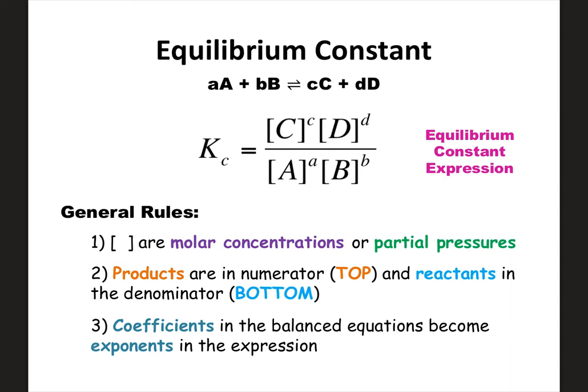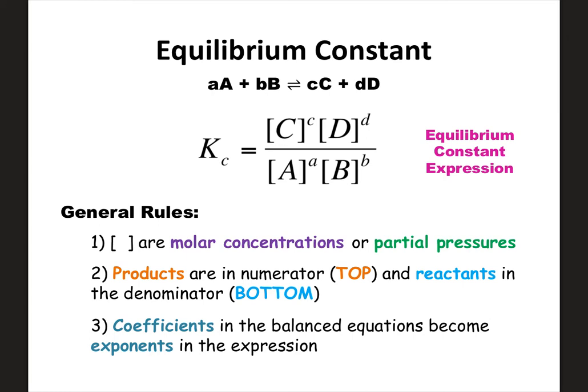The products are always going to be in the numerator on top, and the reactants are always going to be in the denominator on the bottom. That is key. It's always products over reactants here. You got to just kind of drill that into your head. The equilibrium constant is always products over reactants.